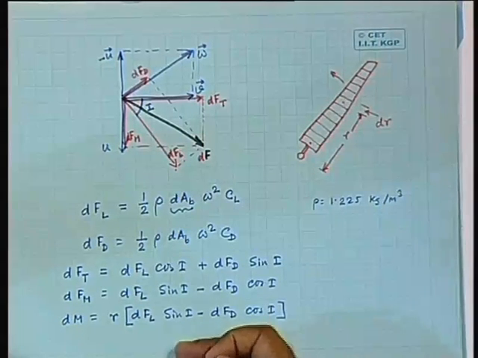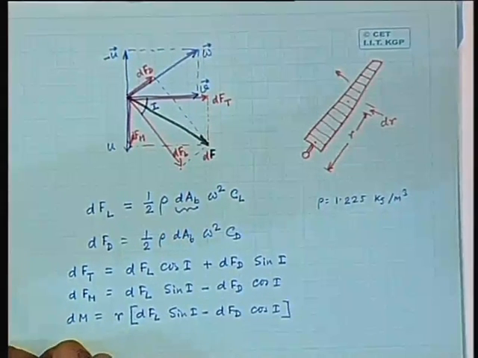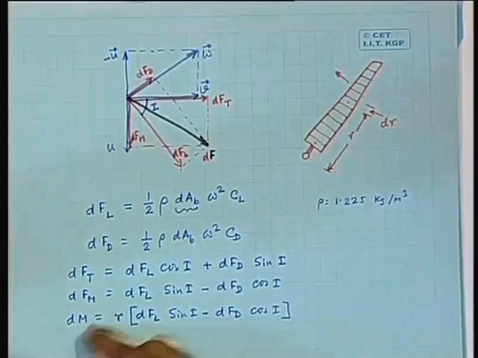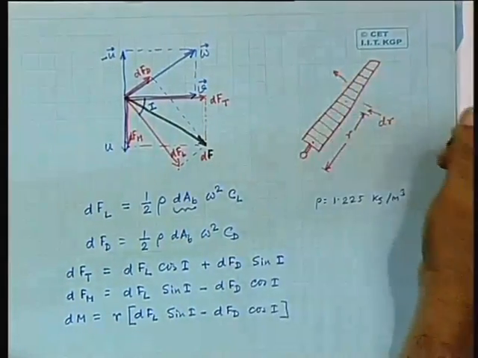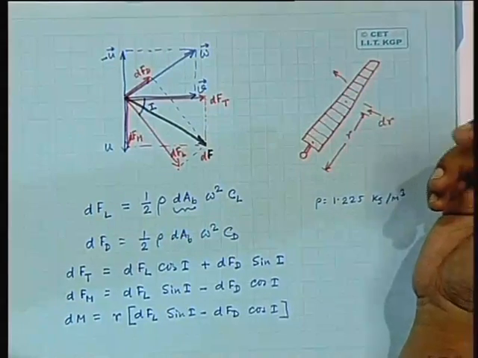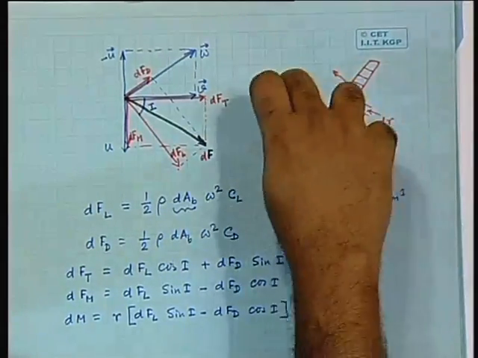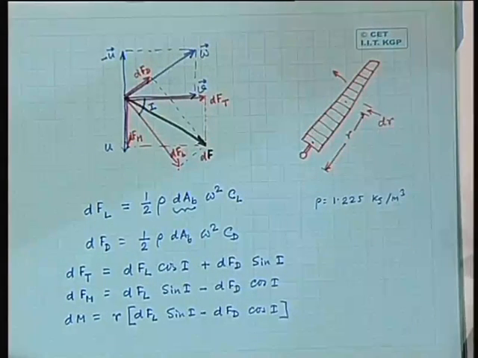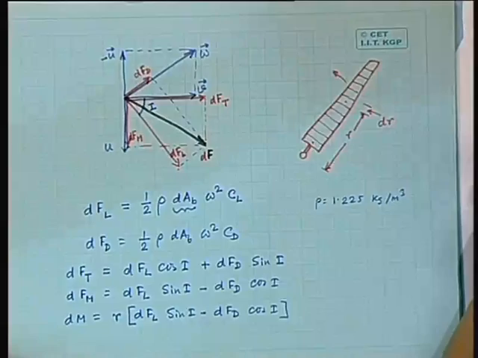So from there you calculate the moment. The moment times omega, the rotational speed, is the power. So you can calculate the power under any given condition. This gives a very simple way of calculating the power as well as the thrust that will be produced by the wind turbine. Clear?